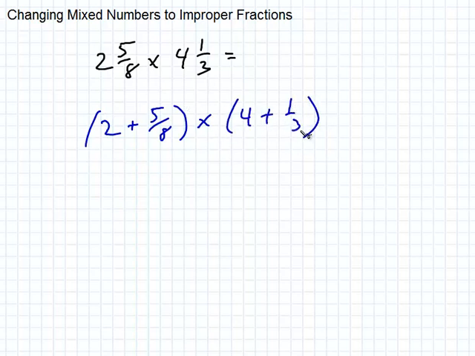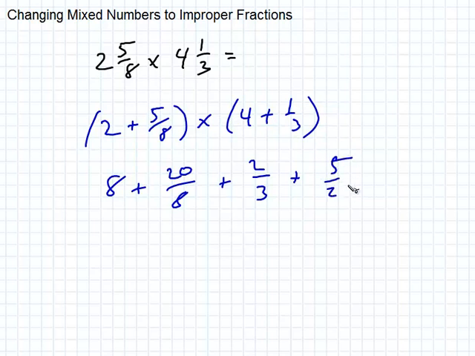And to really do this right, I would have to multiply each of these times each of these and add them all up. So I have to go 4 times 2 is 8, and then 4 times 5/8 would be 4 times 5 is 20/8, and then 2 times 1/3, which is 2/3, and then 5/8 times 1/3, which is 5/24. And then you have to add up all these fractions, and they have all these different denominators. So we're not even done, and you can see how messy it's getting.